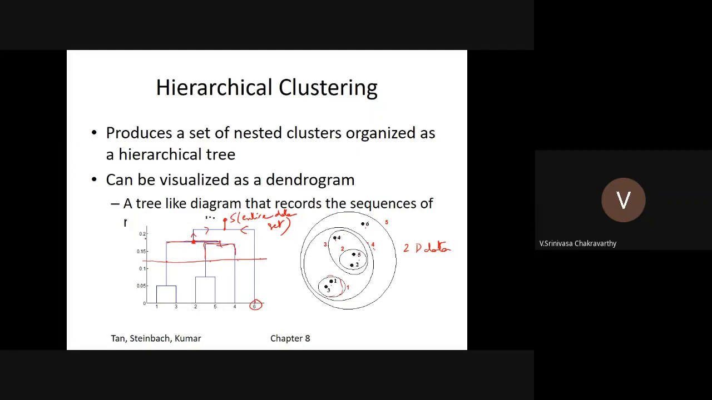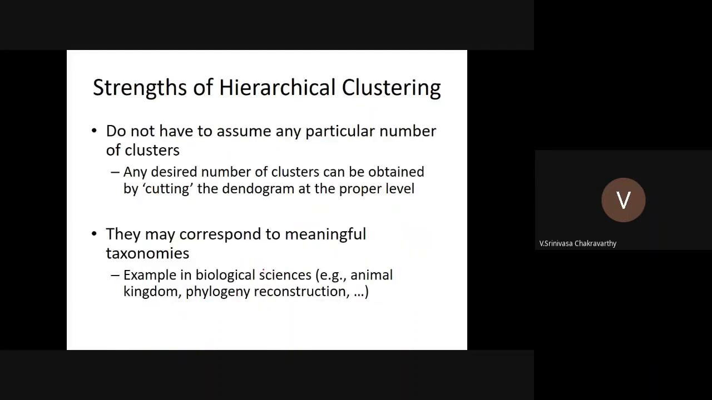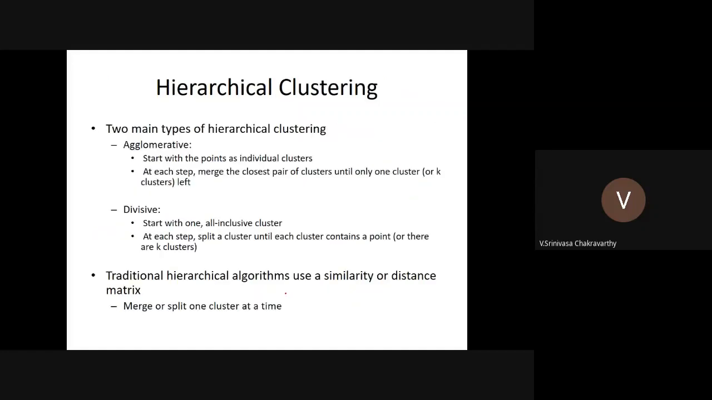If I cut it at this level, I get 2 clusters. If I cut it at this level, I get 1, 2, 3, 4, 5, 6 clusters, because it's all data points. So I can get any number of clusters that I want by just cutting it at various levels. But the algorithm itself doesn't prescribe how many clusters there are in the data set. But this kind of clustering is maybe more meaningful to capture taxonomies, which are very common in biology.